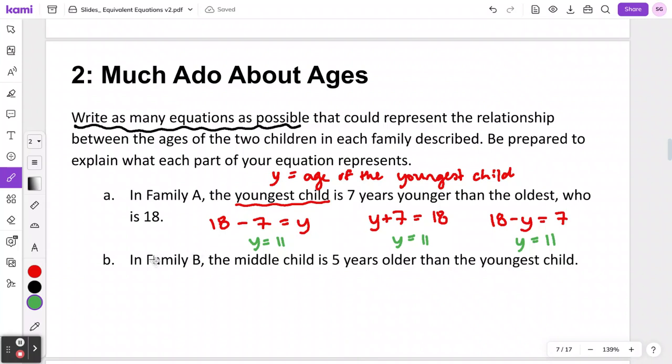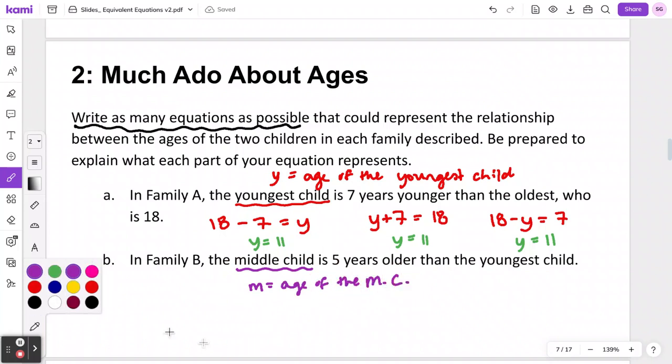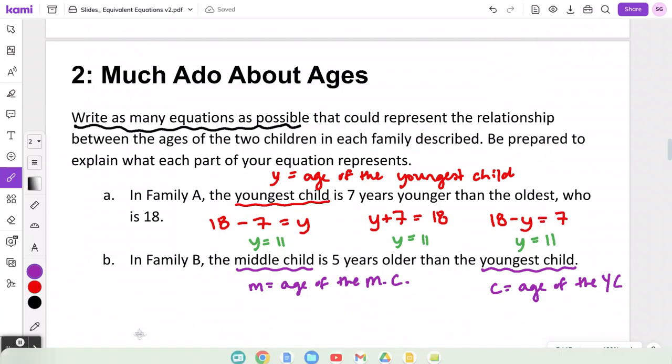For family B, we can do the same thing. The difference here in the family B story is I don't know the age of either child. It just tells me the middle child is 5 years older, but that's not a specific age. So I'm going to use M for the age of the middle child. And I also don't know the age of the youngest child, so let me use a different variable than I did up here. Let's use C for the age of the youngest child.